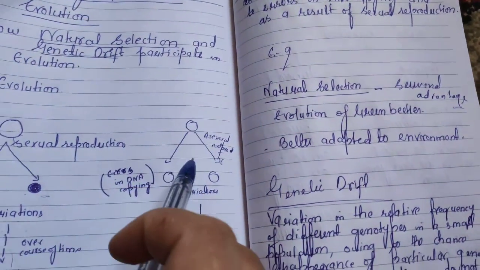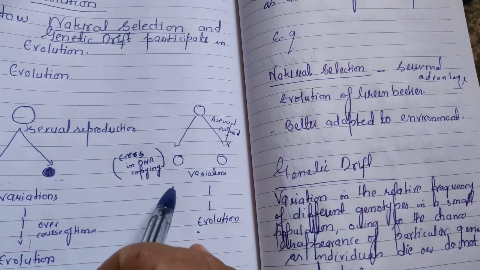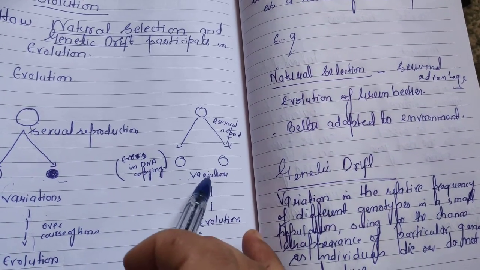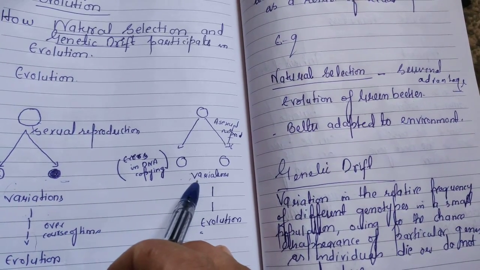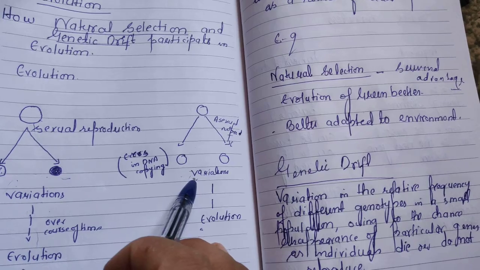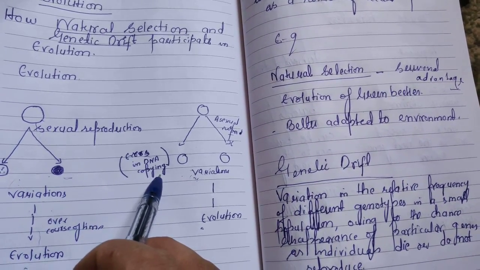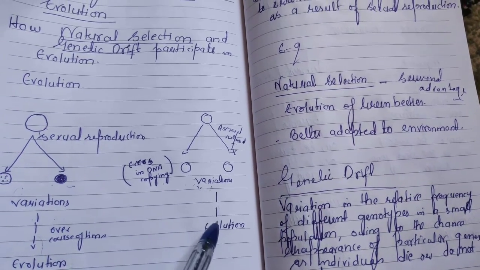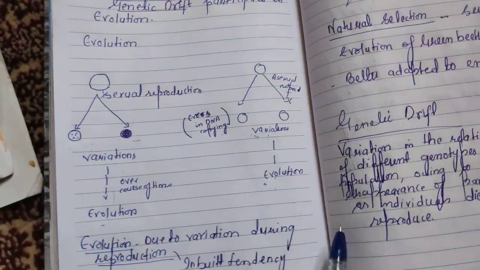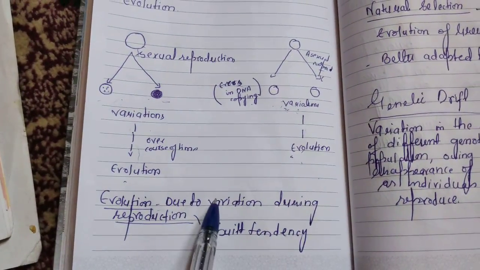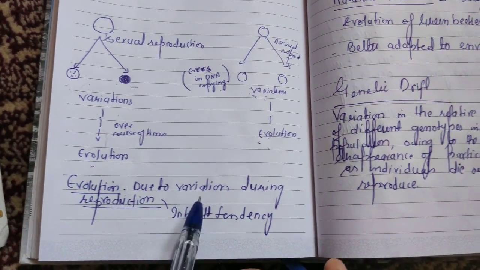And when we talk about asexual reproduction, when organisms reproduce asexually, the offspring are alike. They are exact copies of each other, but still there is variation, and this variation is due to errors in DNA copying. Over due course of time these variations lead to evolution. Thus, we can say evolution is variation during reproduction.